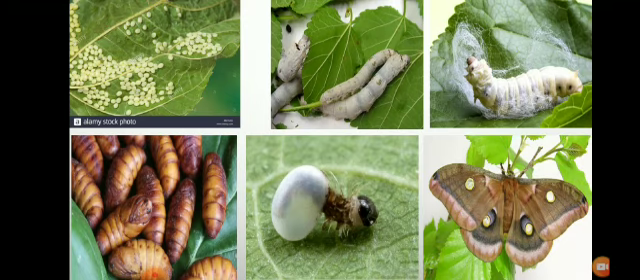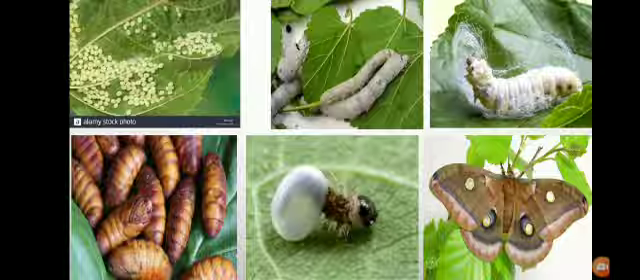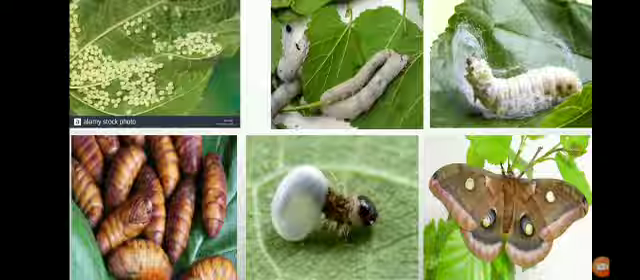So here we are seeing the silk moth and its eggs, its larva, its pupa, and a small moth coming out of an egg. So there is a life cycle of a silkworm, silk moth. Now we see some of the points about this.